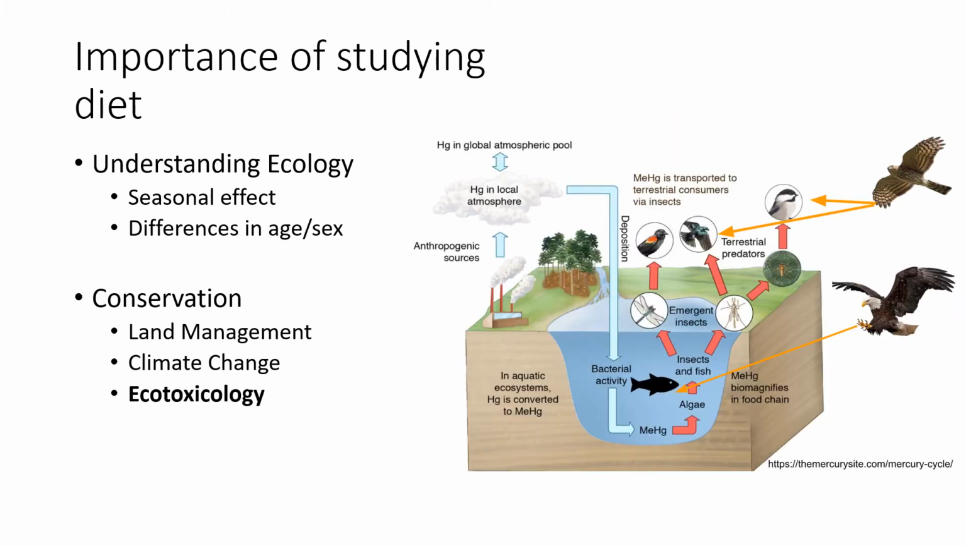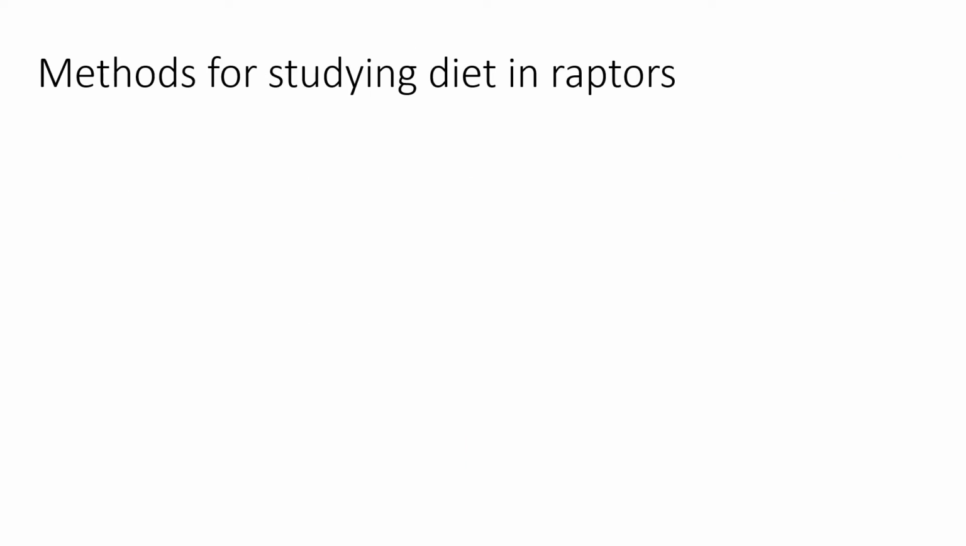Another reason why studying diet is important to conservation is because some environmental contaminants biomagnify through the food chain, meaning that species that feed at higher trophic levels have higher exposure risks to environmental contaminants. Next, I'm going to discuss some of the traditional methods that have been used to study the diet of raptors and explain why these methods would be difficult to use during the migration season.